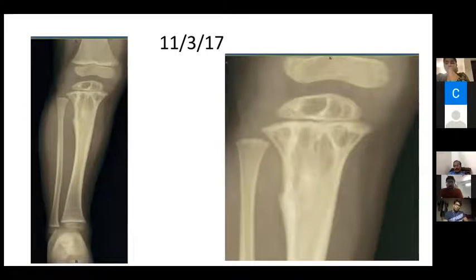Plain X-ray of the right knee showing a skeletally immature patient. Sclerotic lesion noted in the epiphysis and the metaphyseal region of the proximal tibia. Multiple septae are noted.